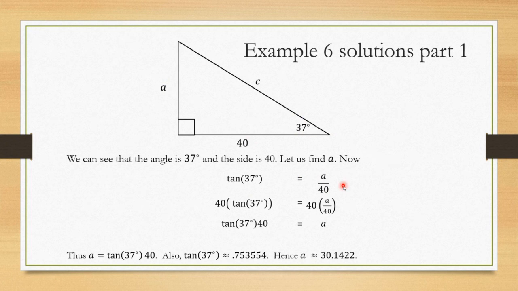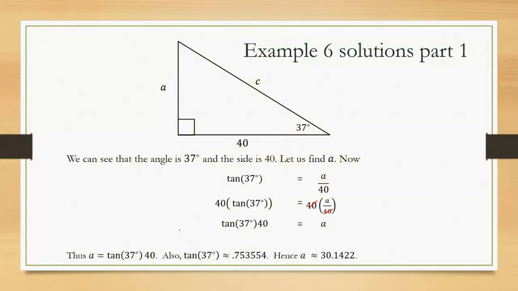How do we do that? Well, let's get A all alone. Here it's actually very easy. You can just multiply both sides by 40, right? You multiply by 40, these 40s cancel, as you can see. The 40s cancel, and we get 40 times tangent of 37 degrees equals A, which is equivalent to saying A is equal to tangent of 37 degrees times 40.